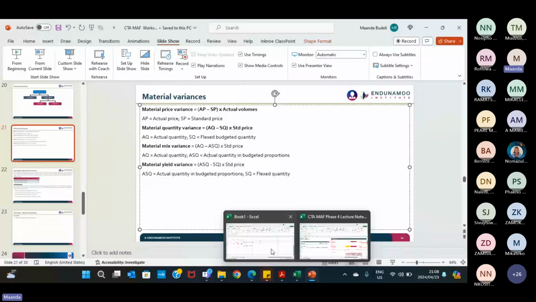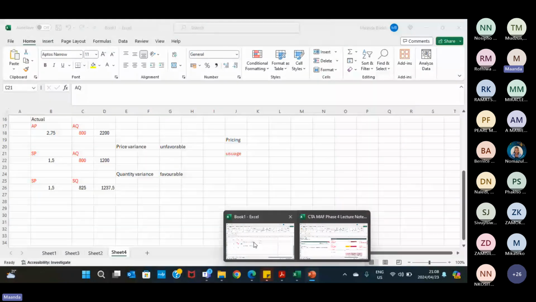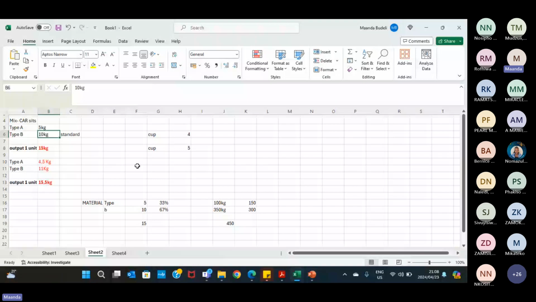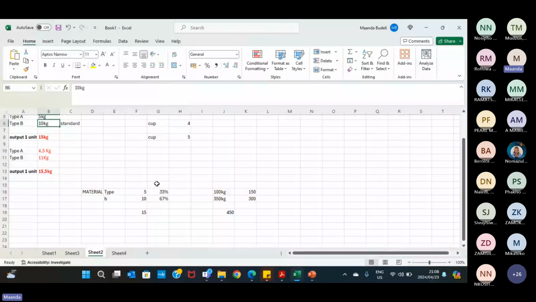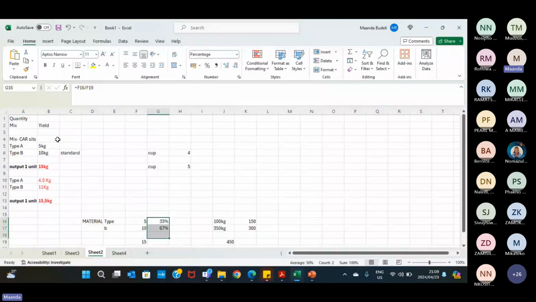So like I said, I'm going to go back to this, right? So you have 5 kg, you have 10 kg, and this is the standard mix that you have, which is the standard, right? I know I put 5 of type A, I put 10 of type B, and then I have this as my mix. So this becomes my mix. And then if this changes, this becomes my yield.